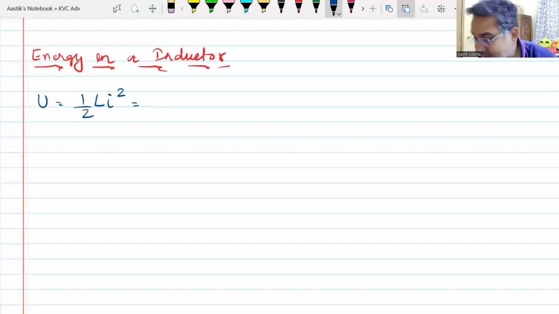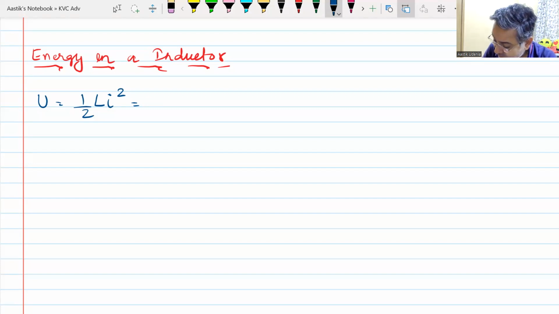Well done. That takes us to the next heading, which is energy stored in the inductor. A capacitor stores energy. An inductor stores energy. How much energy is stored in an inductor is given by the formula half L i square, where L is the inductance and I is the current.